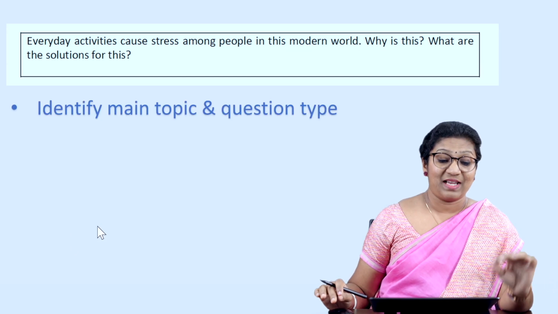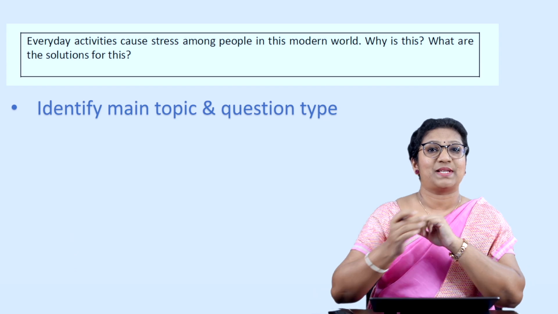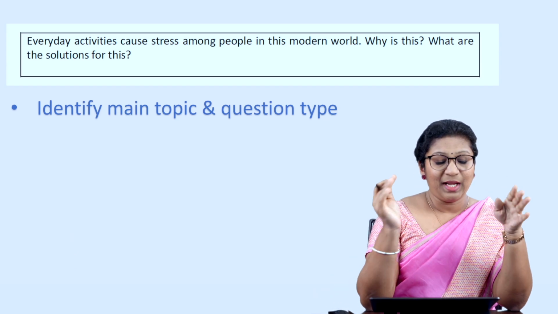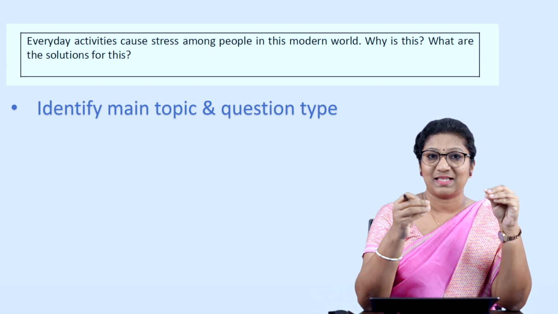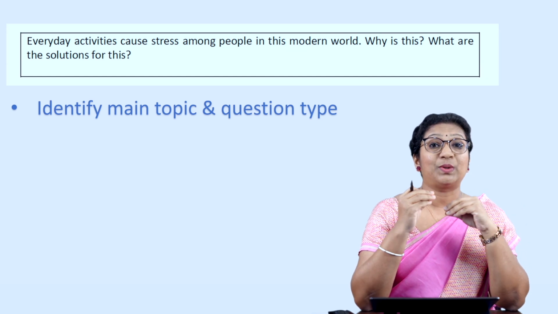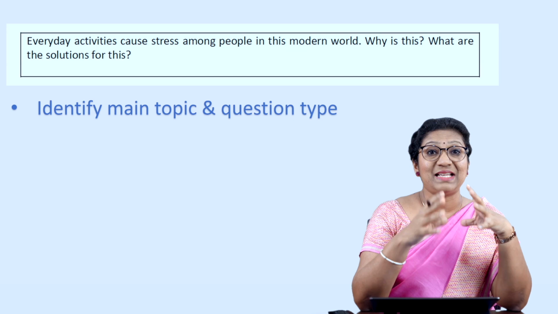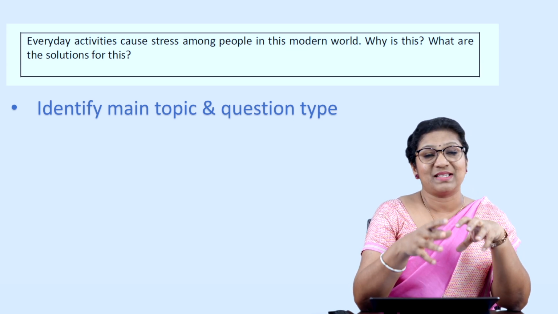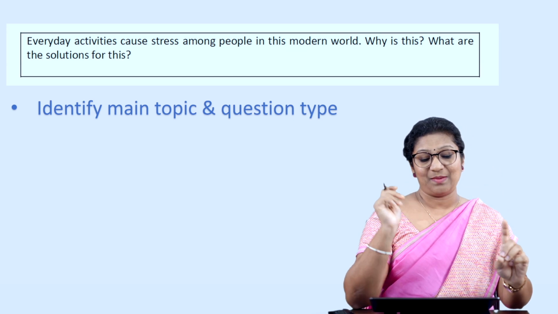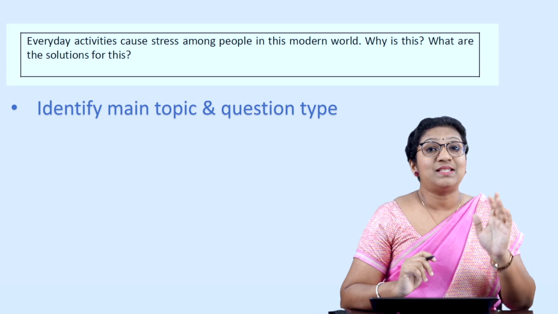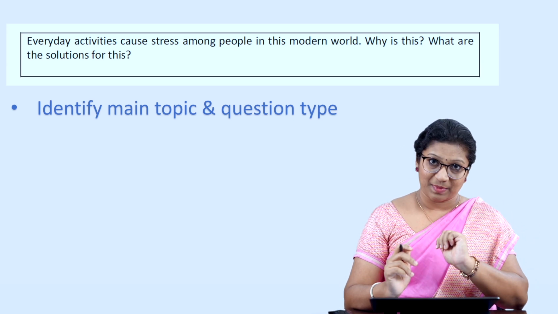Always identify the main topic and the question type. So main topic are the sentences that are given to you. So make sure you read these sentences 2 to 3 times to understand in detail what that main topic is. And at the same time, also understand the type of question that follows the statement.